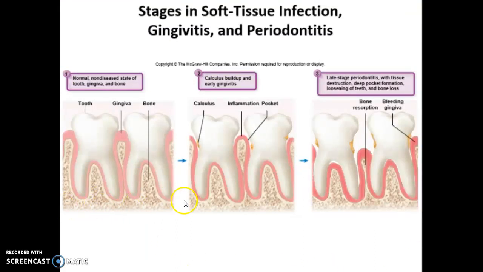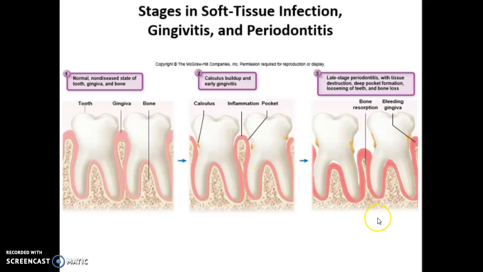Here's the normal scenario. Everything is nice and healthy, but with the calculus buildup, the tartar, the stuff that the gentle hygienist has to scrape off, that is constant irritation causing constant inflammation. And now you have the reddening of the gingiva here, and it's starting to lose its normal contour. It's not nearly as thick. It doesn't attach or come up along the bone here.